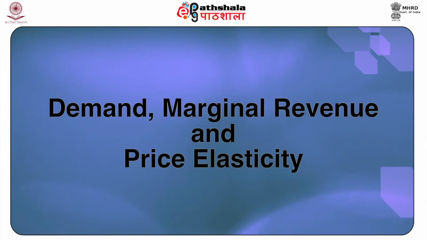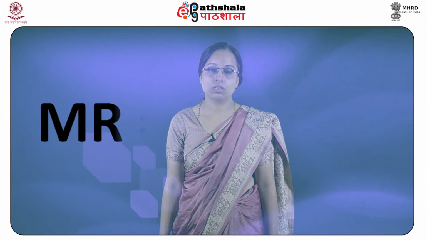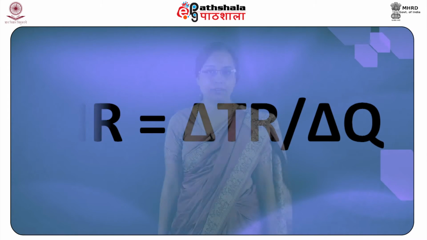Now, let us look at demand, marginal revenue, price elasticity and their relation. Besides total revenue, an equally important concept for pricing and output decisions is the marginal revenue. It is defined as a change in total revenue due to a change in the quantity sold. MR is the slope of TR. MR is related to price elasticity because MR, like price elasticity, involves changes in TR caused by movements along a demand curve.